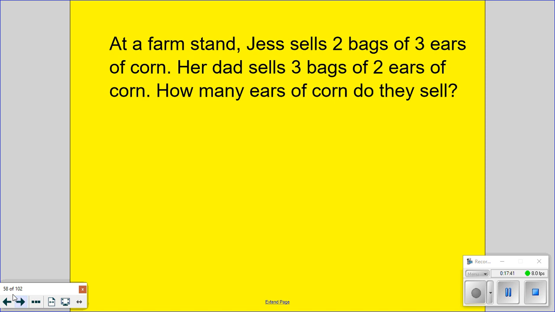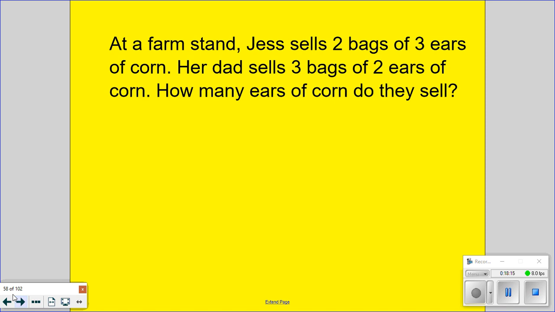I'm sorry. It says at a farm stand, Jess sells 2 bags of 3 ears of corn. Do you know what ears of corn are? Because we're going to need to know what ears of corn are if we're going to solve it. Yeah, it's the whole thing that you would eat. So like if you get corn on the cob with the leaves, that's an ear of corn. That's what it's called. It's the whole piece of corn.